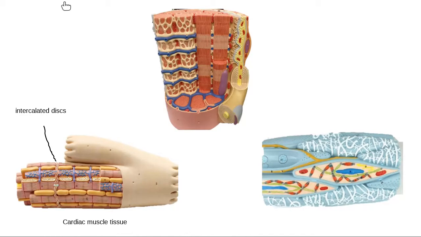So, cardiac muscle tissue, we've got our branched cells that kind of look like the letter V. I just drew a V on them. Branched cell and those intercalated discs. That's how we recognize this type of tissue.